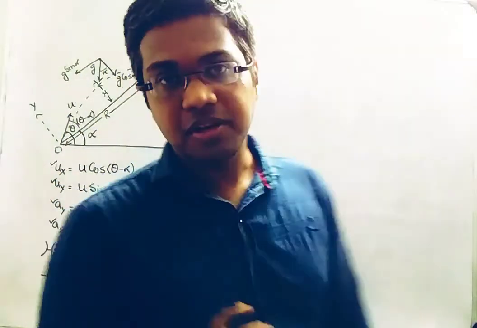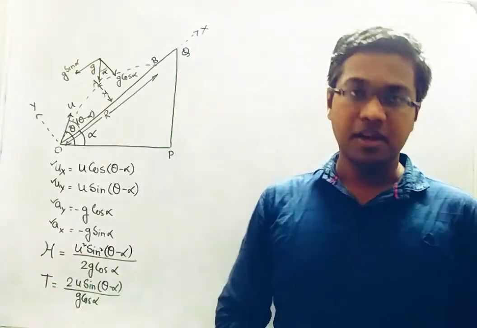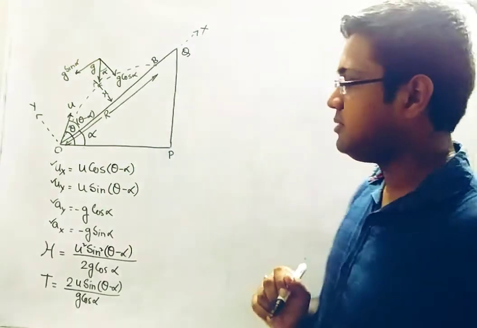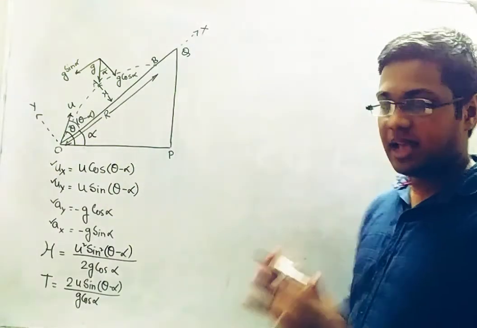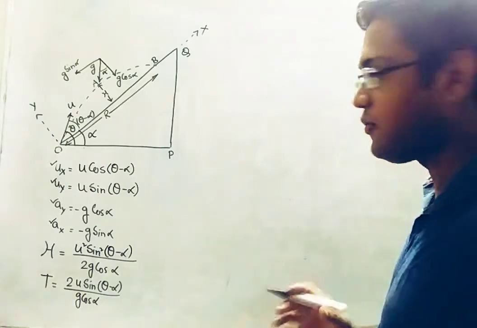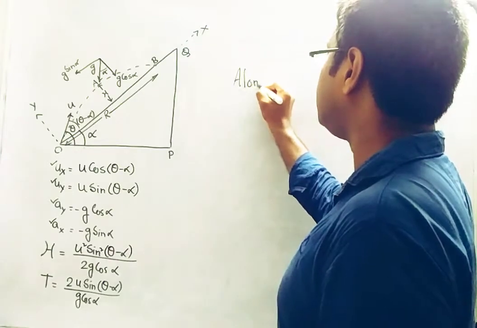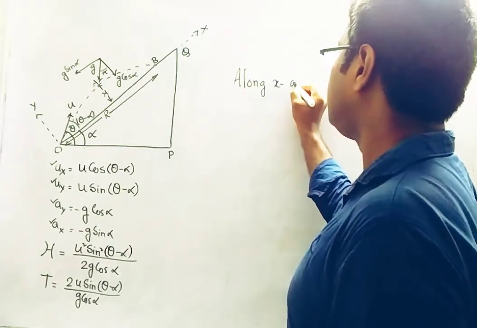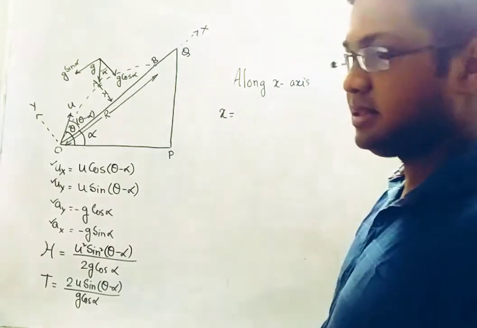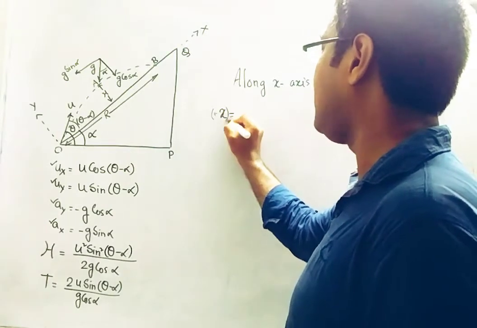In the previous lecture, we discussed the maximum height and the total time of flight by considering the motions along the y-axis. Now we are considering the motions along the x-axis, and we are going to find the equation of motion along the x-axis. Along the x-axis, the equation of motion, if I write x along the positive x-axis, is plus x.